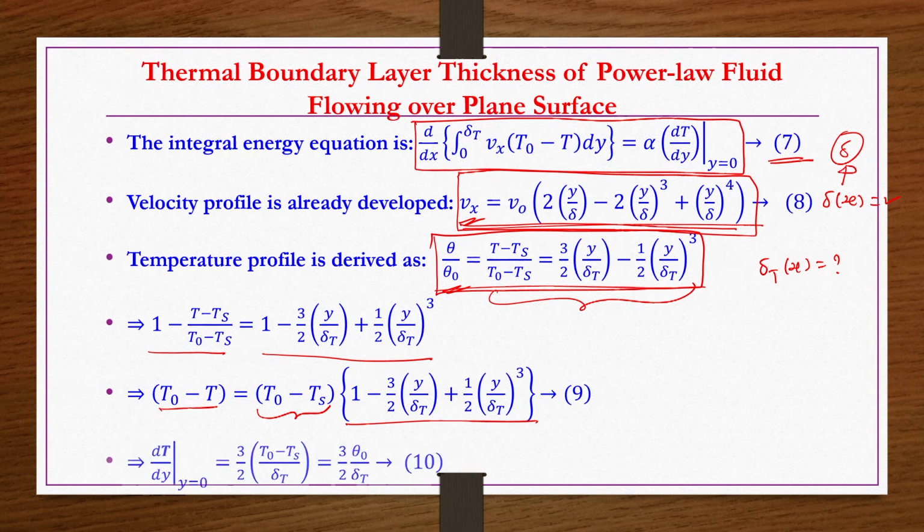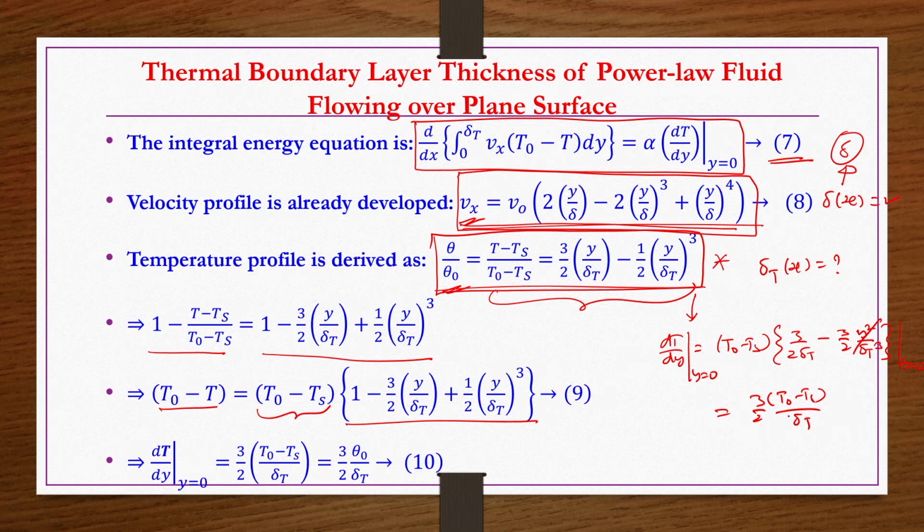Then we also need dT by dy. If you differentiate this expression, you get dT by dy equals (T naught minus Ts) multiplied by 3 by 2 delta T minus 3 by 2 y square by delta T cube. Then at y equals 0, the y terms vanish, so the second term is gone. The only thing you get is 3 by 2 (T naught minus Ts) divided by delta T. T naught minus Ts we are writing as theta naught.